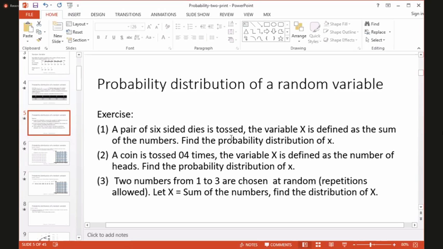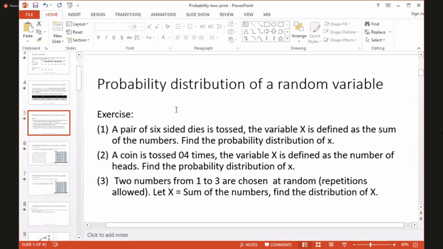Today I also have a different example, an exercise for you, right? Everybody should have some papers ready. A pair of 6-sided dice is tossed. The value x is defined as the sum of the numbers. A pair of 6-sided dice means, I think I have explained several times, the die consists of 6 sides. Each side is printed with a number. What are the numbers? 1 to 6. 1 dot, 2 dot, 3 dot, 4 dot, 5 dot, 6 dot, likewise.